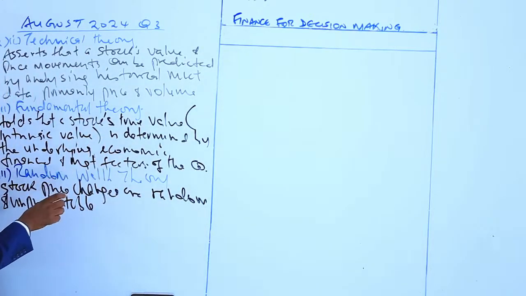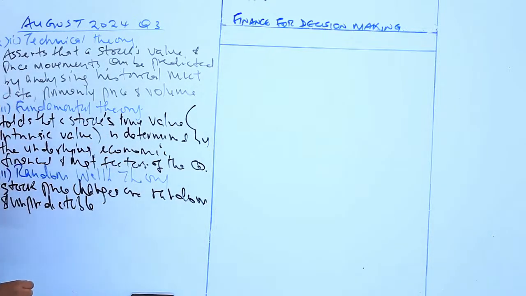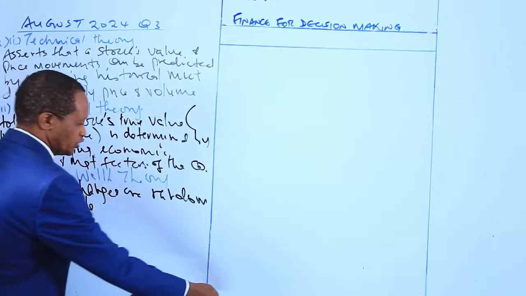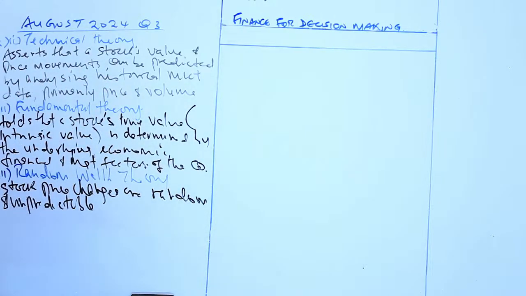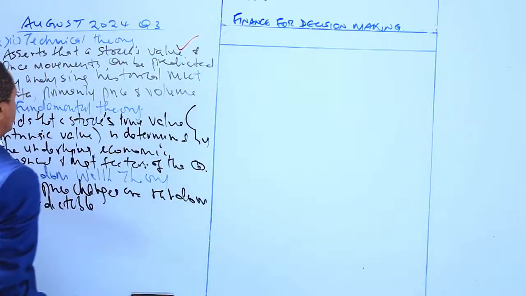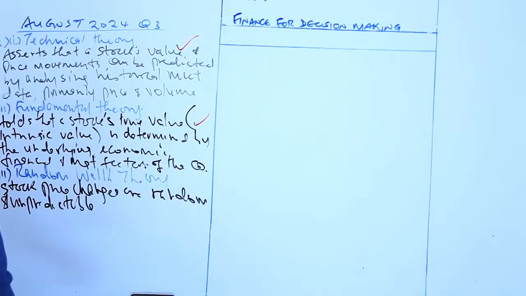The stock price changes are random. That means they are not predictable. You understand what it is? Yes, that is what was required to earn the 2 marks for each part of the question. Technical analysis, 2 marks. Fundamental theory, 2 marks. Random walk theory, 2 marks.